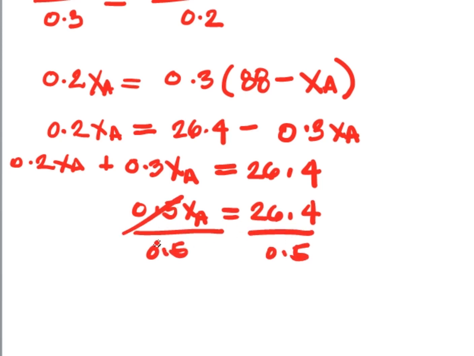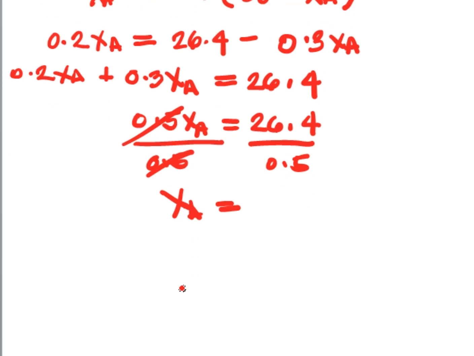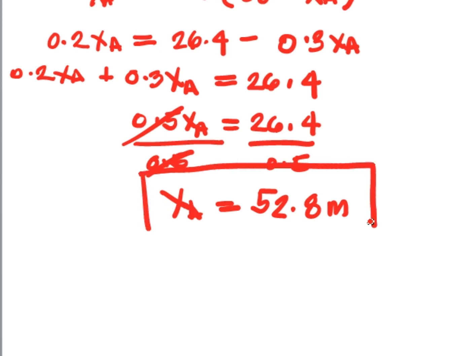0.5 cancels. X sub A now is equal to 26.4 divided by 0.5, which is equal to 52.8 meters. So relative to car A, both cars meet 52.8 meters relative to car A.